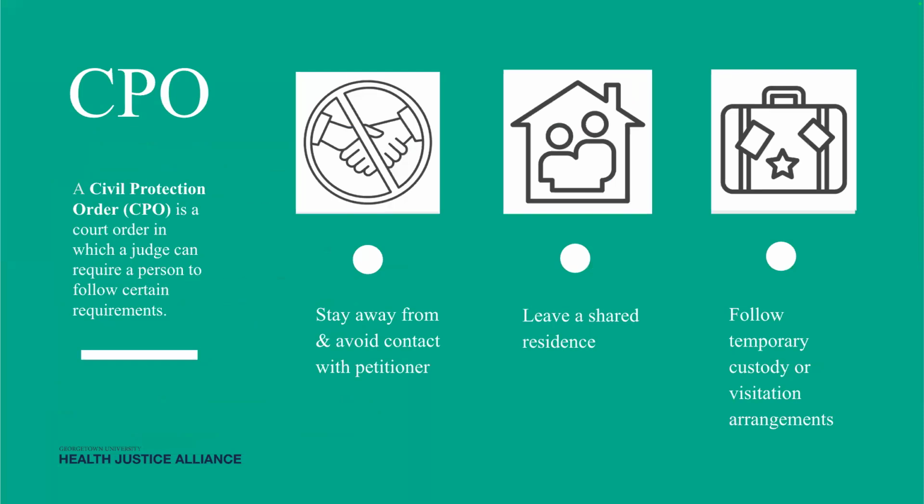A CPO is a longer-term order issued after a full court hearing where both parties can present evidence and testimony. A CPO may be issued for up to 2 years at a time. It can include orders to stop harming, harassing, or threatening the petitioner, stay away from and avoid contact with the petitioner, leave a shared residence, follow temporary custody or visitation arrangements, and even attend counseling programs. Lastly, failure to comply with a CPO can result in criminal penalties, including jail time.